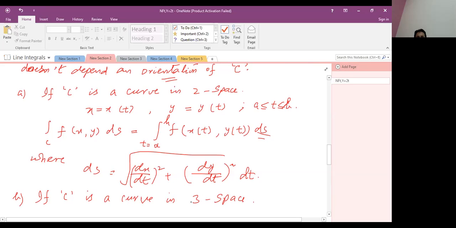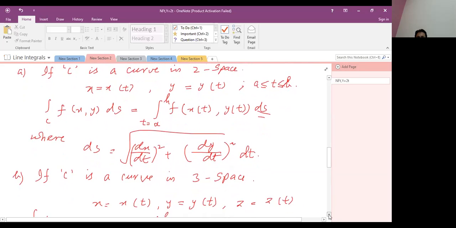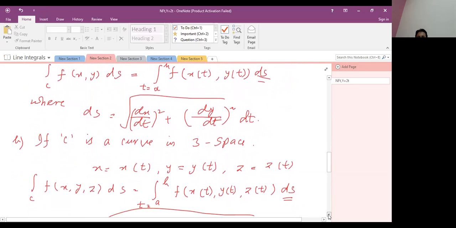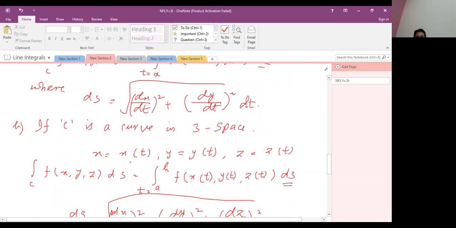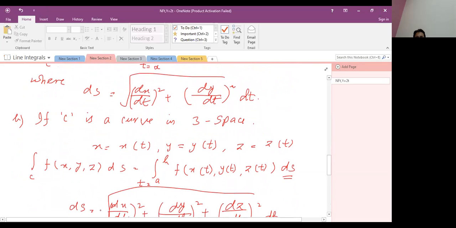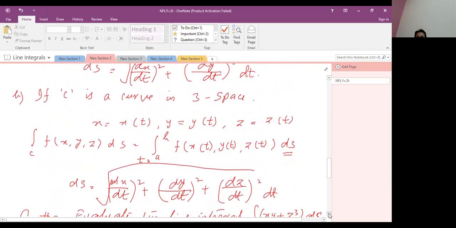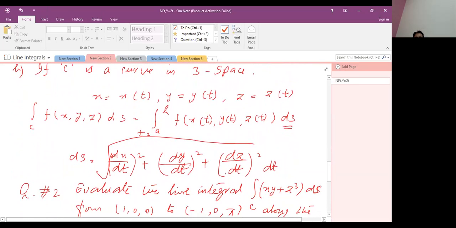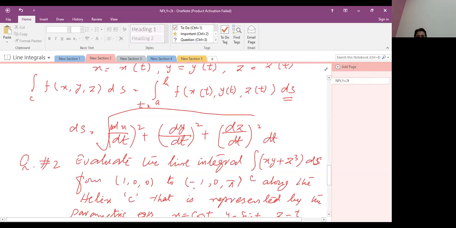In the second part, if the curve is defined in three space, the function is in x, y, z in parametric form. So the line integral is in ds. What is ds? ds is equal to the square root of dx upon dt whole square plus dy upon dt whole square plus dz upon dt whole square, into dt. Now, according to the second definition, we will find the line integral of the given application.